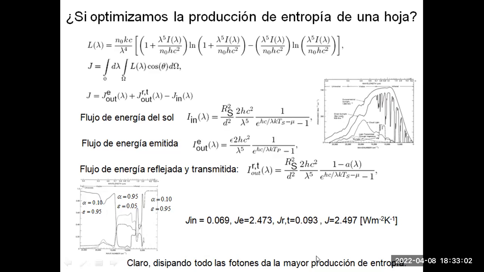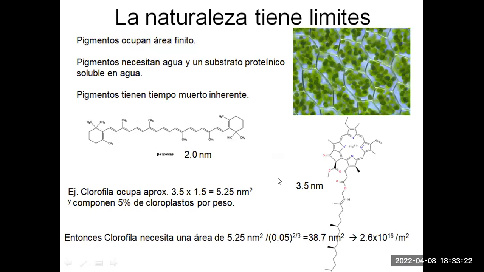So we can do the same now for a leaf. But in a leaf, we also have a transmitted part, but we can include them together, the reflected and transmitted part, if we assume that the transmitted part also doesn't change its wavelength, and stays the same as the incident wavelength. It's just reflected or transmitted, so this part. But before we do that, we have to take into account that nature also has limits.